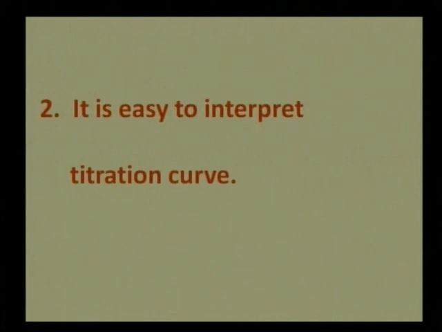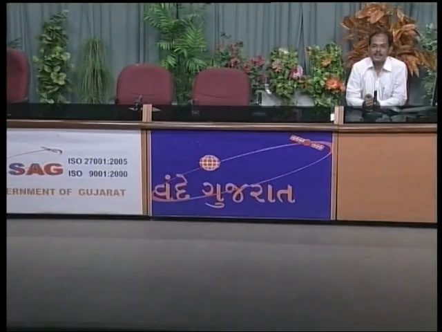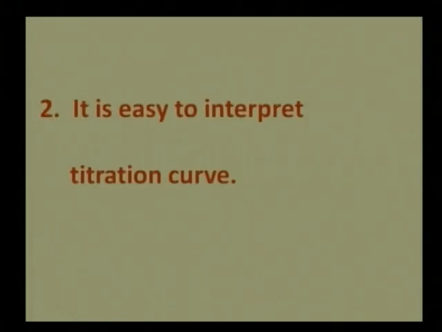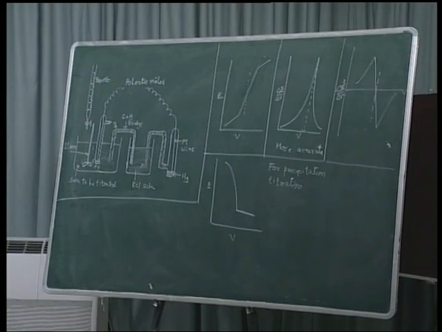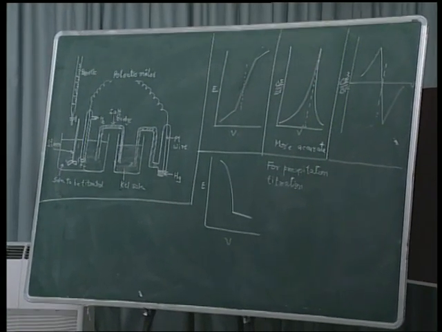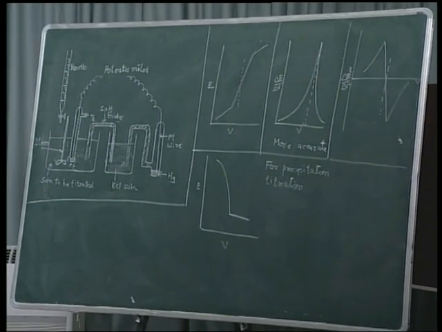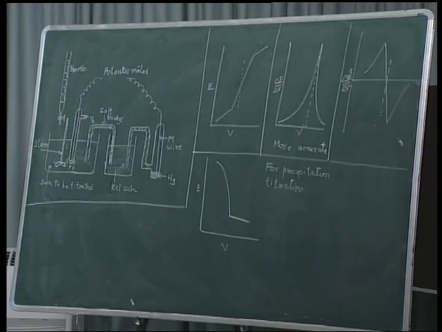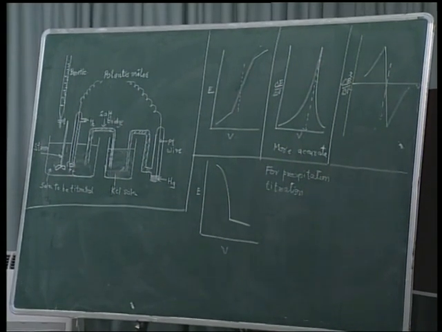It is easy to interpret the titration curve, as we see on the board. There are three types of curves, and we can interpret the titration curve from these three types of plots. One is E versus V, the second one is delta E by delta V versus V, and the third one is delta E square by delta V square versus V. V means volume of titrant added from the burette.